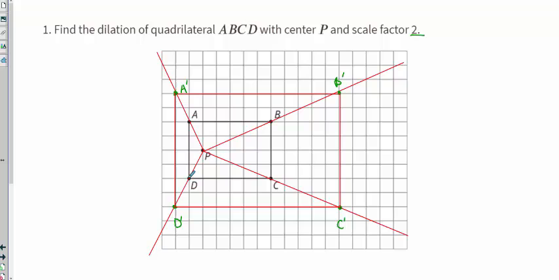So if AD is 4, twice that distance is 8. So we should have 1, 2, 3, 4, 5, 6, 7, 8, and we do. And DC is 1, 2, 3, 4, 5, 6. So D prime to C prime should be twice that distance, would be 12. 1, 2, 3, 4, 5, 6, 7, 8, 9, 10, 11, 12, and it is.